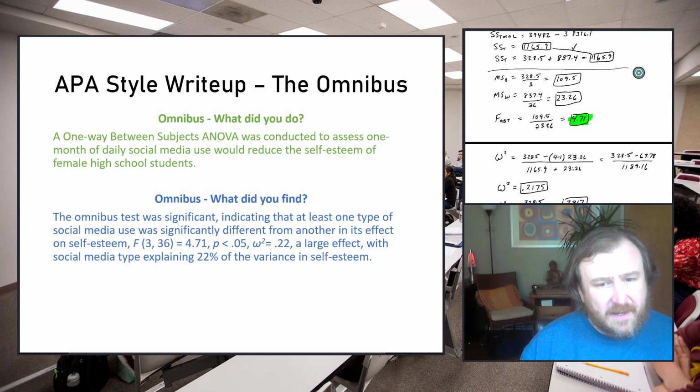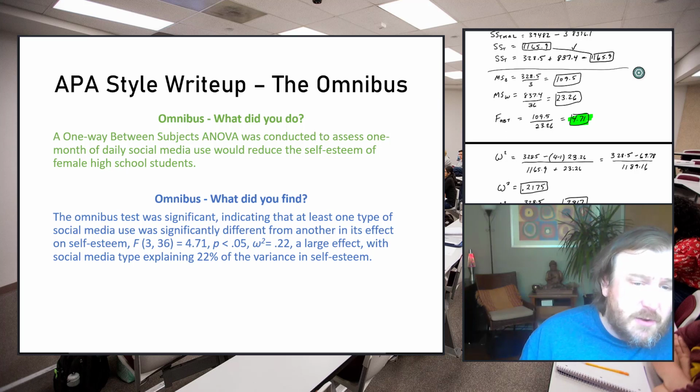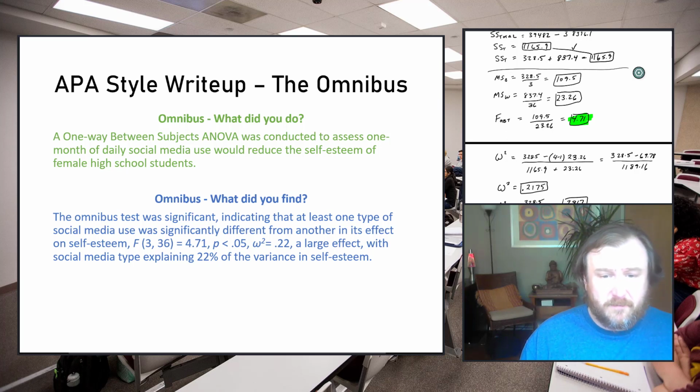Because it was significant, the probability that this result is due to a type 1 error is less than 5%. We want that to be less than 5%. We want it to be unlikely that this is due to error. So our error rate less than 5%, or our alpha value, p is less than 0.05. If it was not significant, it would be p is greater than 0.05. And then we report our effect size.